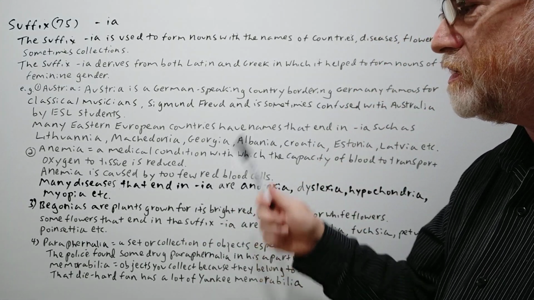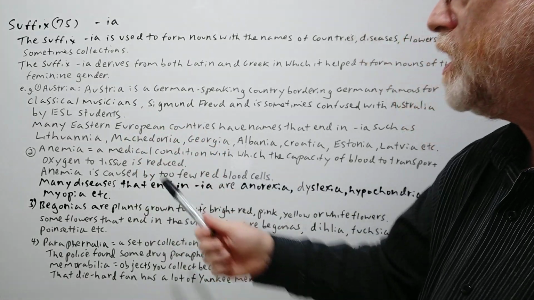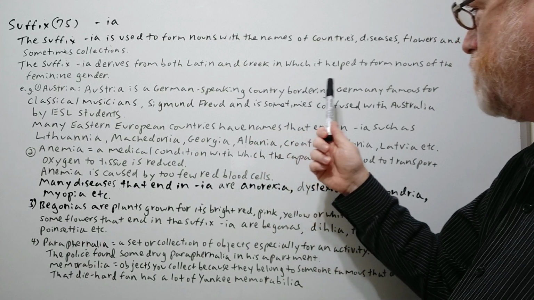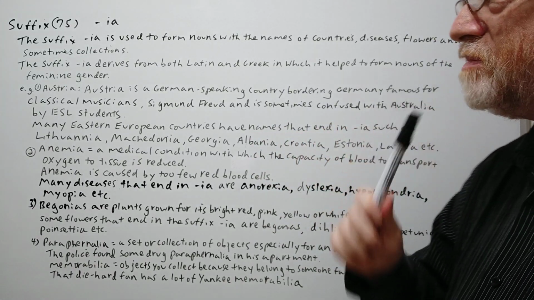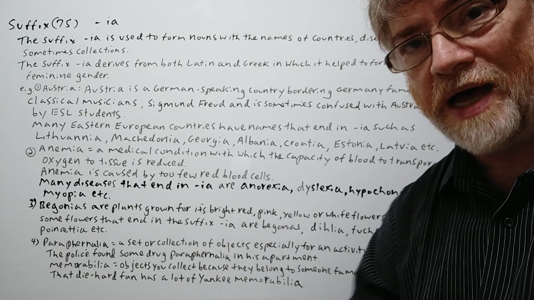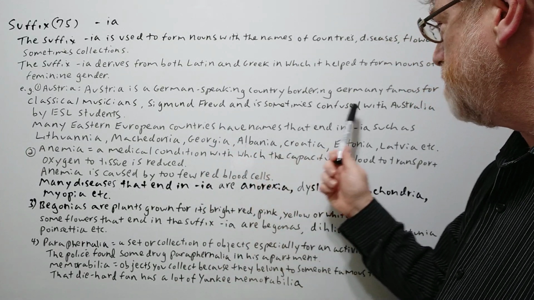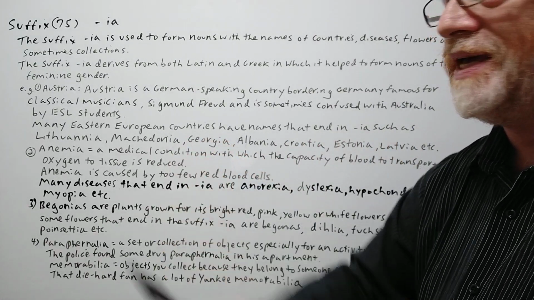All right, so we got 4 examples. Here's the first one, Austria. Of course, that's a country. Austria is a German-speaking country bordering Germany, famous for classical musicians, like Mozart, Beethoven, Bach. Sigmund Freud, of course, was originally from there, and Austria is sometimes confused with Australia by ESL students.